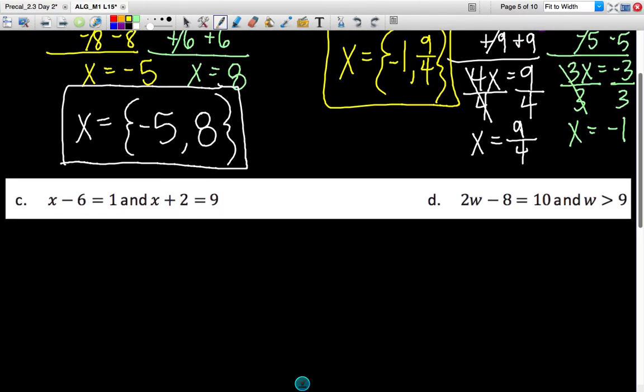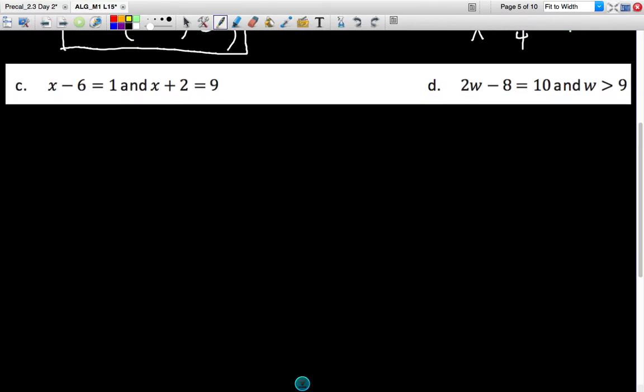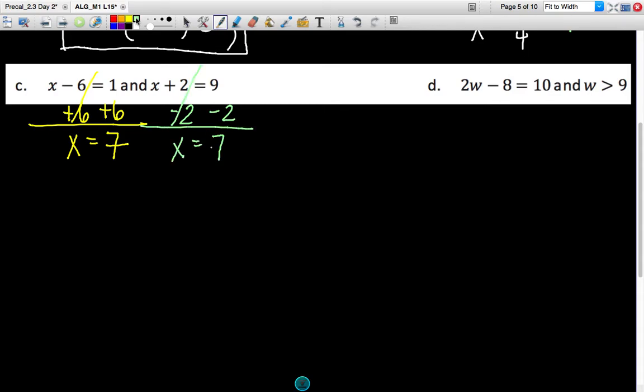So let's look at part C. x minus 6 equals 1. Again, we're going to solve this equation. To isolate the variable, we're going to add 6 to both sides. So we're left with x equals 7. When we solve the other one, to isolate the variable, we're going to subtract 2 on both sides. So we're left with x equals 7.